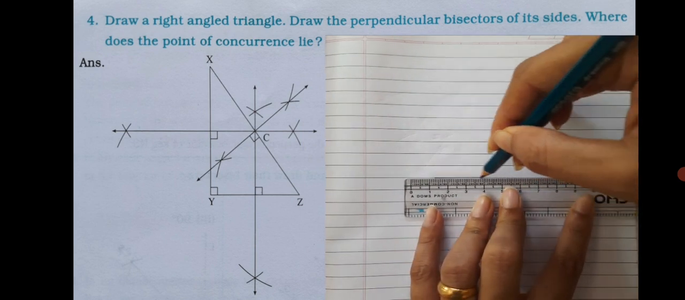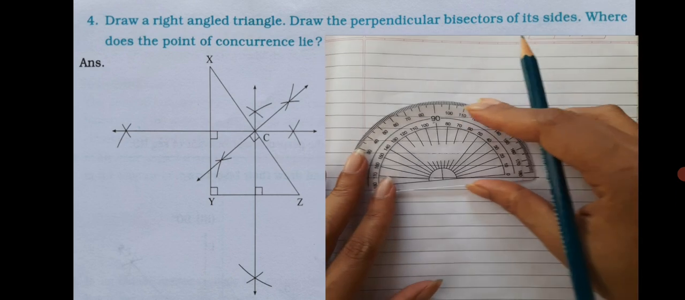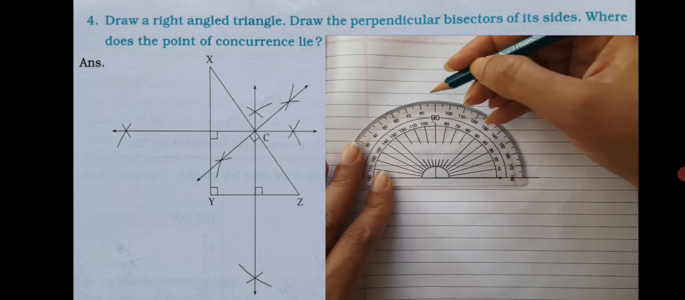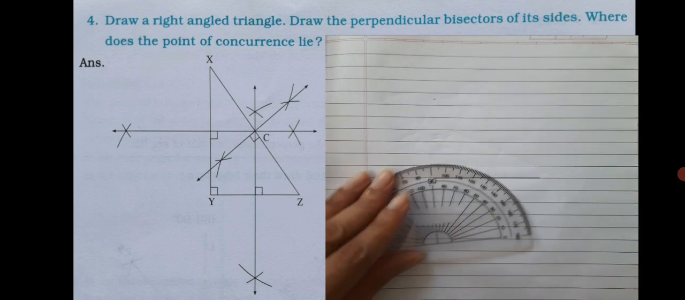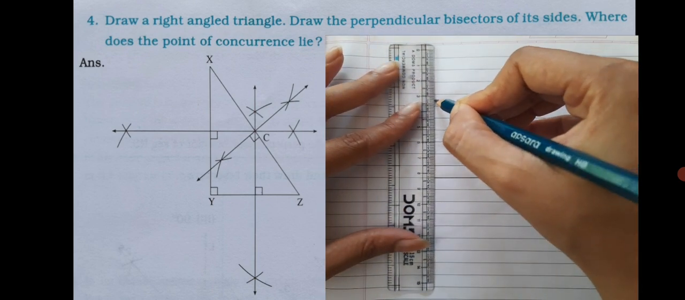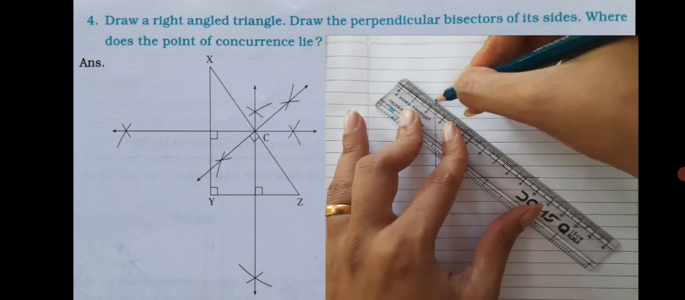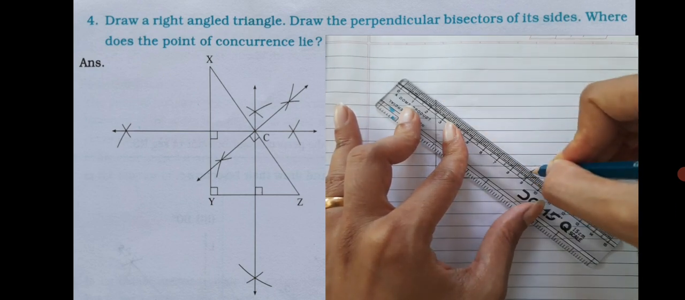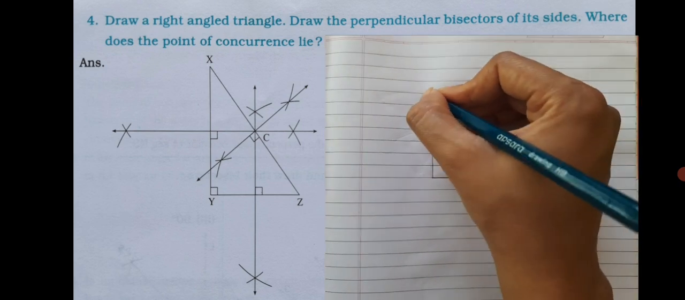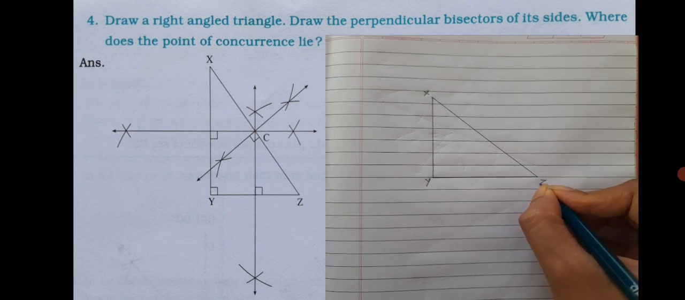So you already know how to draw a right angle triangle. Draw the base and with the help of protractor mark 90 degree. After marking 90 degree exactly, you construct your triangle, which will be a right angle triangle. With the help of scale, join the points. And this way we got a right angle triangle. Name it XYZ. So triangle XYZ is a right angled triangle.